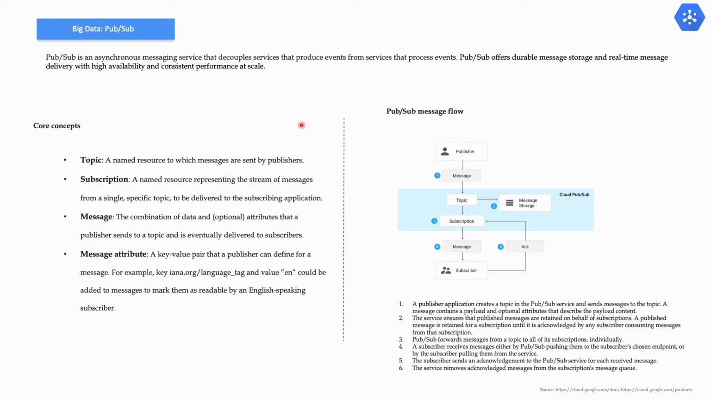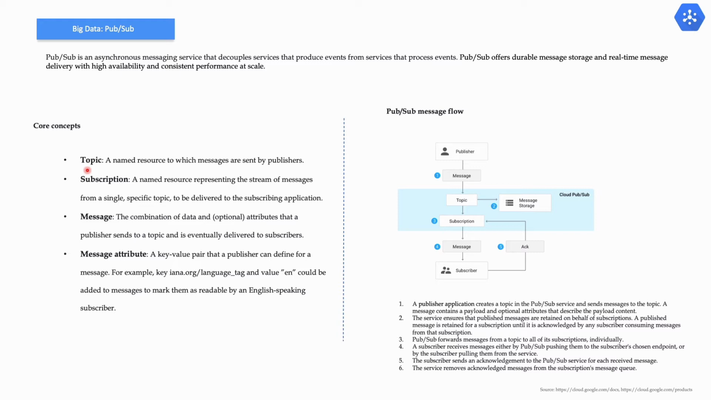As part of the core concepts, it has a concept of topic, which is a named resource to which messages are sent by publishers, which sits in the middle. Subscription is a named resource representing the stream of messages from a single specific topic to be delivered to the subscribing applications. So in the middle, we have the topic. Now there's a subscription, which will determine where the message on the topic goes to.